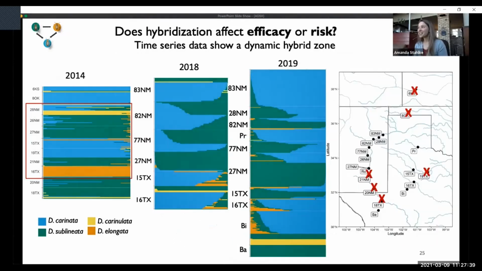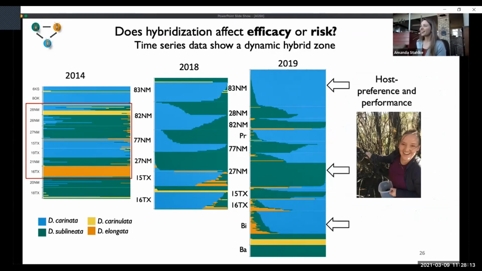We returned to those sites again in 2019, and so now we have this time series where we can start to measure potentially selective introgression, but it's really complicated. This is a clearly dynamic hybrid zone with highly mobile species moving up and down these river corridors. So this is an area of a lot of work, but I'm really excited to see where it goes.